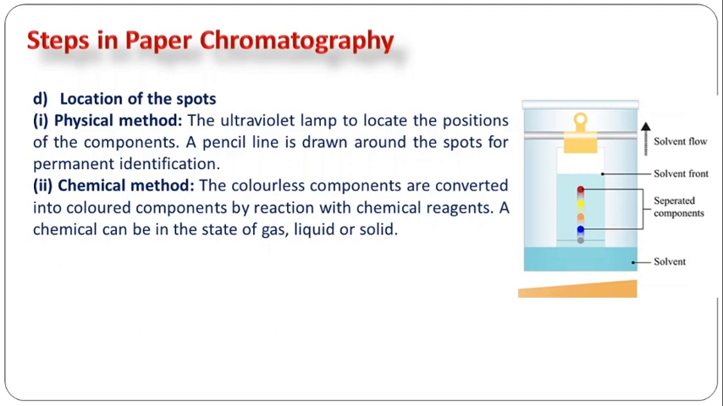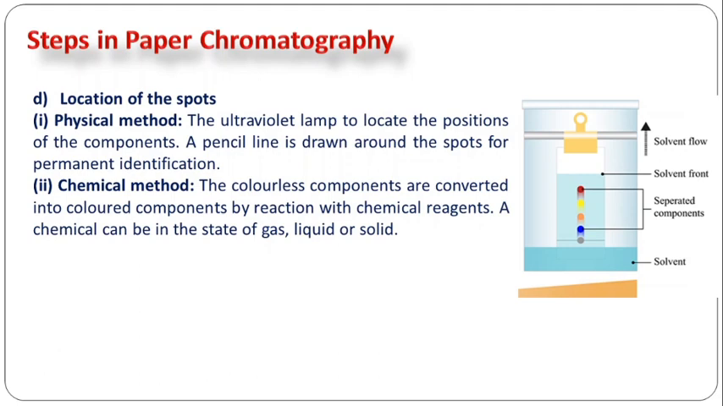So for that purpose, this is the second method, the chemical method. The colorless components are converted into colored components, a color product, by reaction with chemical reagents. A chemical can be in the state of gas, liquid or solid. So to make these colorless components into colored ones, you have to use some chemicals. The reagents we are using react with our components and give a color product, so we can locate the position of that spot. Those chemical reagents can be a gas, liquid or solid.